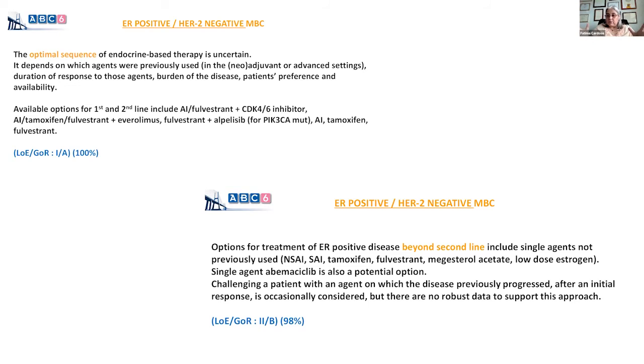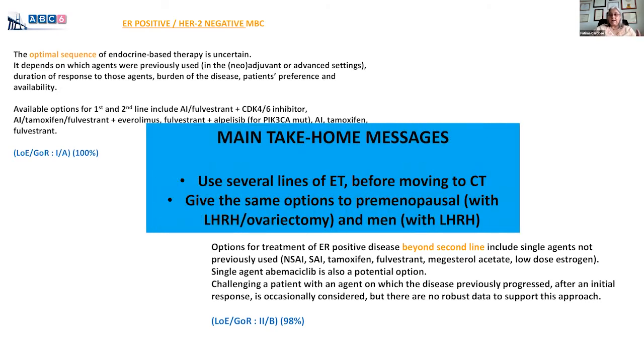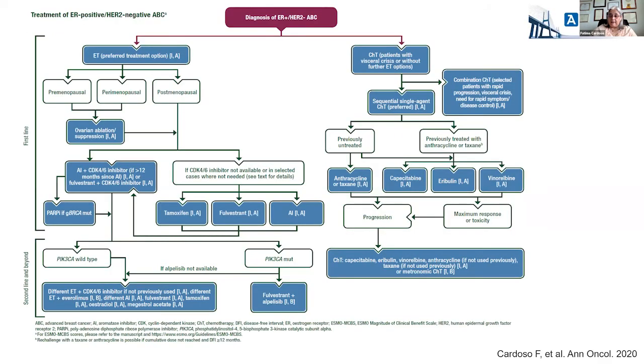So what do we do afterwards? Well, we have many other options of endocrine therapy. Some are old drugs. It doesn't mean they are not good. They are very good, like tamoxifen is very good. And so the take-home message is use several lines of endocrine therapy before going for chemotherapy, and give the same options to premenopausal women for as long as you block the ovaries, and to men, who also need this LHRH agonist. So we have many options, fortunately, for this subtype of breast cancer.